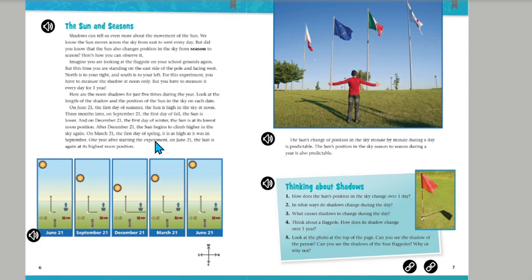On June 21st, the first day of summer, the sun is high in the sky at noon. 3 months later, on September 21st, the first day of fall, the sun is lower, and on December 21st, the first day of winter, the sun is at its lowest noon position. After December 21st, the sun begins to climb higher in the sky again. On March 21st, the first day of spring, it is as high as it was in September. 1 year after starting the experiment on June 21st, the sun is again at its highest noon position.